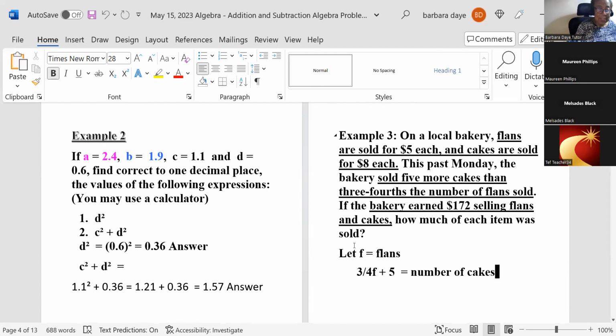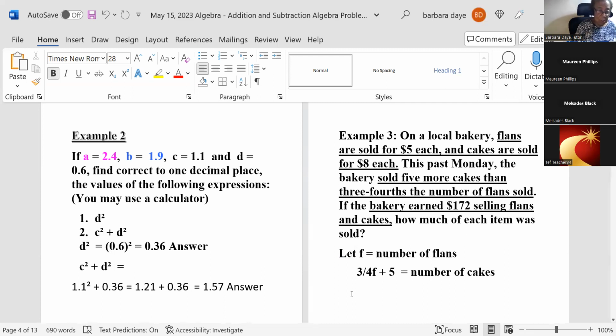So you need F for the flans, and you need 3/4 F plus 5 for the number of cakes. Now, you know what the flans cost and you know what the cakes cost. So you've got to multiply the $5 times F plus the $8 times the number of cakes, and that should be equal to 172.